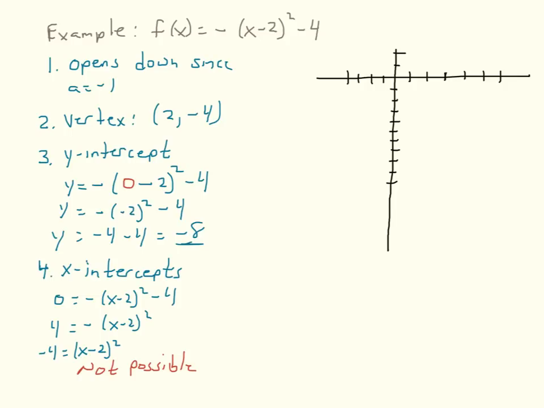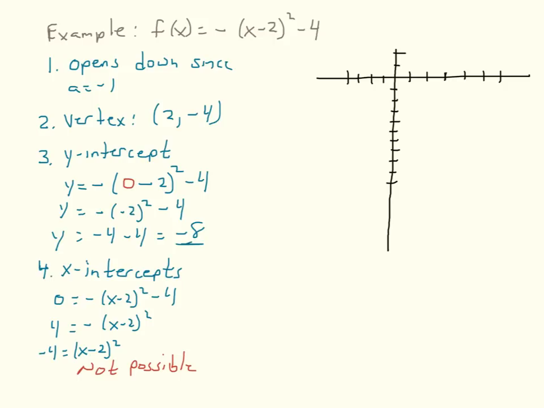The last thing I want to do is identify any x-intercepts if they do exist. In this case, that means I'm going to put the 0 in for y. So I have 0 equals the negative of (x - 2) squared, minus 4. Since I want to solve it for x, I add 4 to both sides, and so I get 4 equals the opposite of (x - 2) squared. Multiply both sides by negative 1. I get -4 equals (x - 2) squared.